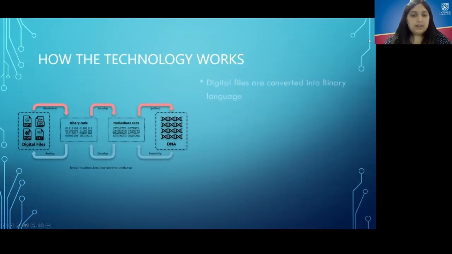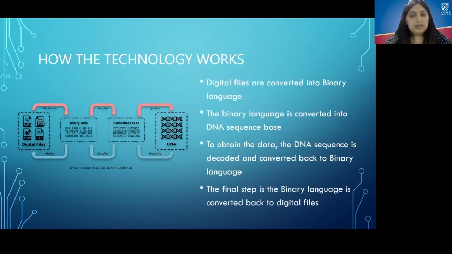So all our data is represented by binary codes, zeros and ones, and DNA is represented by A's, C's, G's, and T's, which are adenine, cytosine, guanine, and thymine. So the first step is to transform the digital data files into the binary language in zeros and ones. Then the binary code will be encoded to A equals 0, 0, C equals 0, 1, G equals 1, 0, and T equals 1, 1.